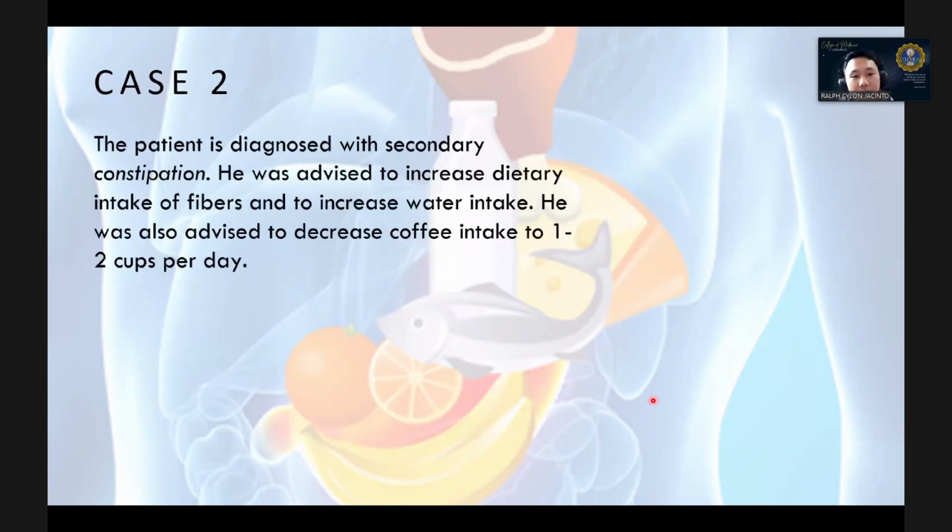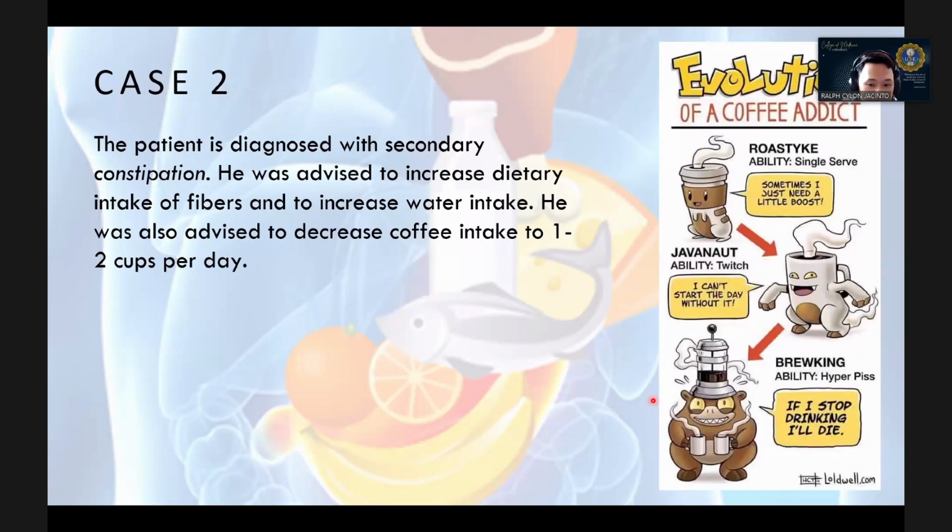Okay. So the patient is diagnosed with constipation and he was advised to increase intake of fibers and to increase water intake. He was also advised to decrease coffee intake to 1 to 2 cups per day. Coffee is life daw kasi.